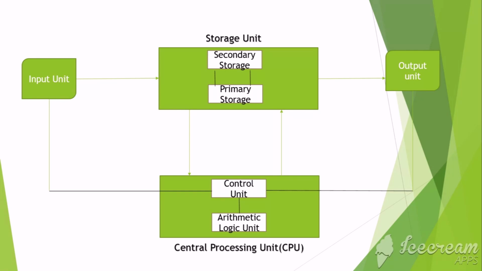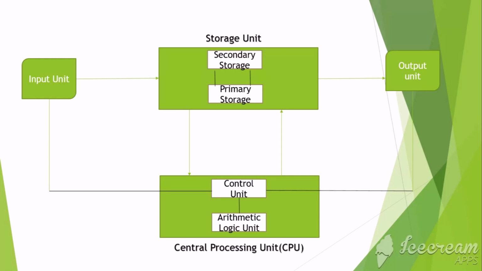This is the block diagram of computer organization. Input takes data or programs. Output gives results. Storage unit is primary storage and secondary storage. In primary storage there is RAM and in secondary storage ROM. And the CPU has a control unit and an arithmetic unit.